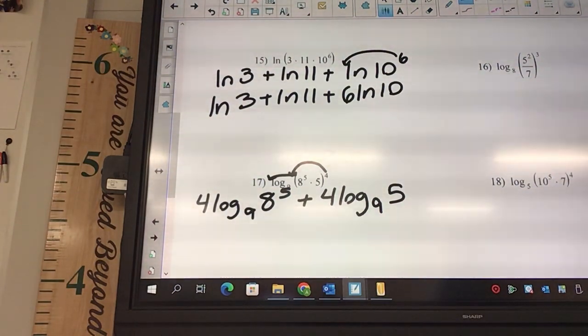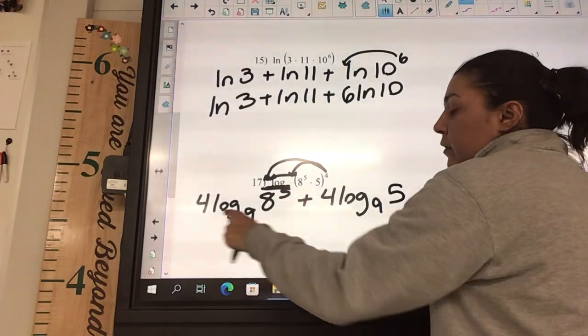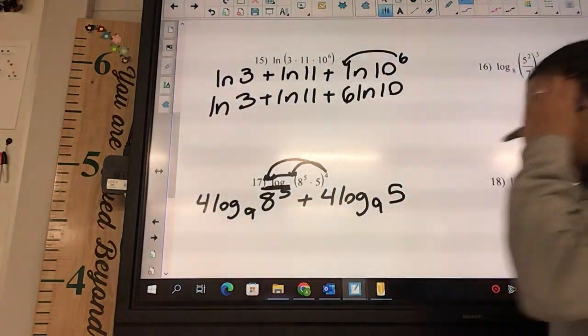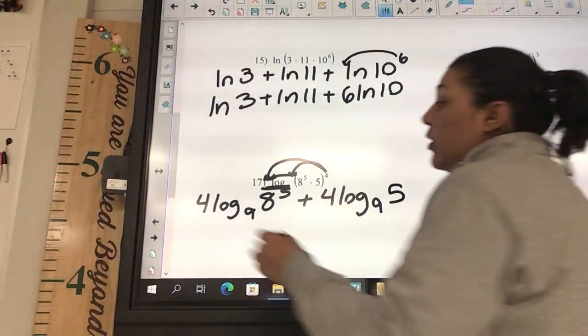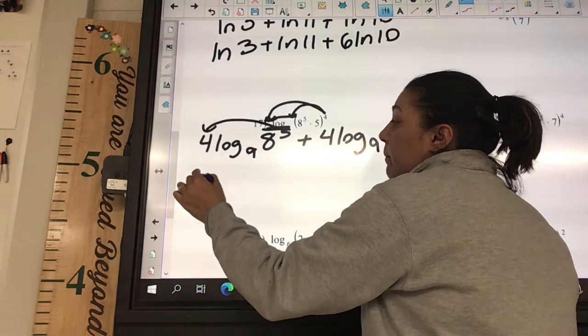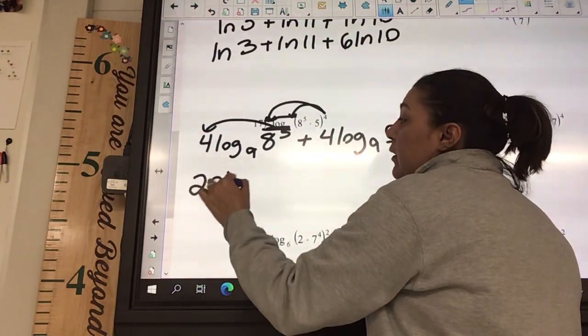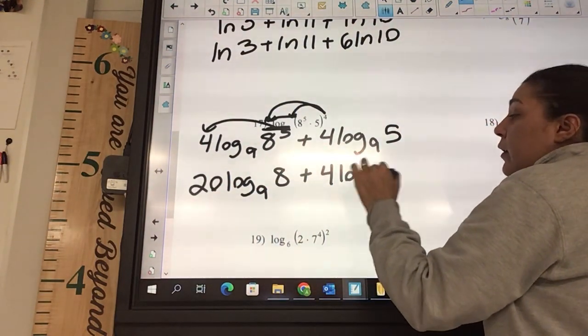Okay, and then what? Why'd you put a 4 for that one? Because the 4 goes in front of this, so it belongs to this. So then it's going to go with each one of these. Okay, and then what did we need to do? It's not done. What needs done? We did the adding. Multiply. So what's going to get multiplied? The exponent. 5 times 4. Which is what? 20 log 9 of 8 plus 4 log 9 of 5.